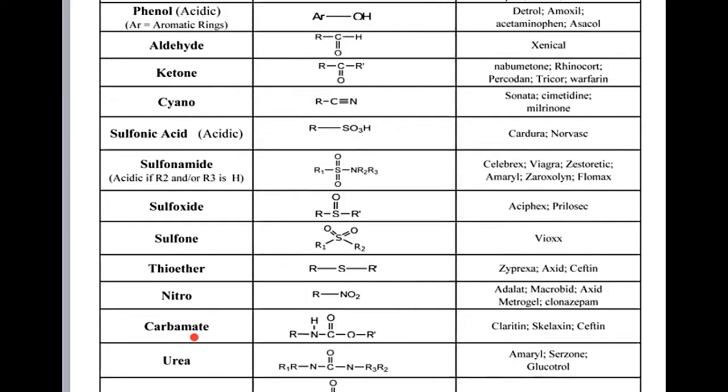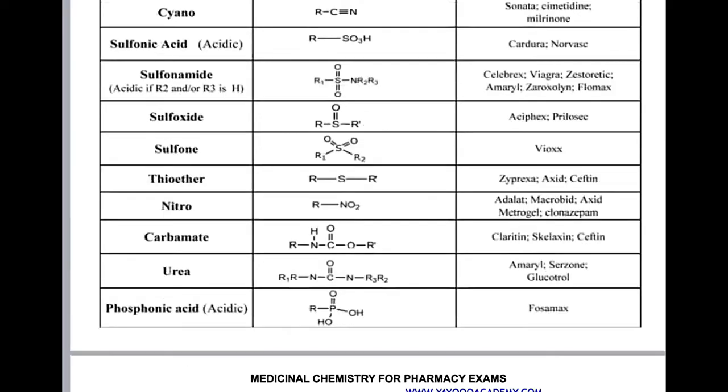Carbamate, which is RNHCOOR, which looks like a carboxylic group attached with nitrogen or amine and R dash, which we call a carbamate. And this is like claritine, skilaxine, septin. Also, when we talk about the urea structure, urea looks like this. That's CONN, that's a urea derivative, like amidon, which is sulfonylurea, cerazone, glucotrol, all of these are urea derivatives.